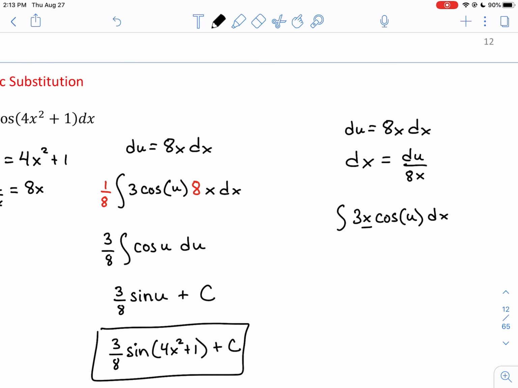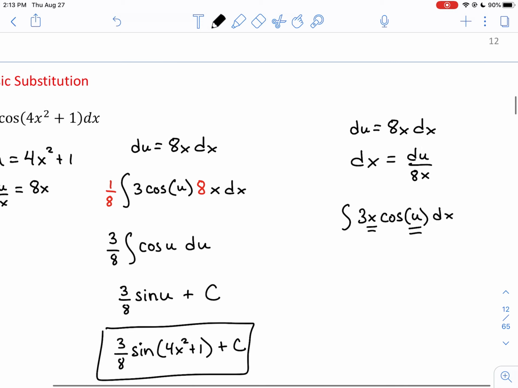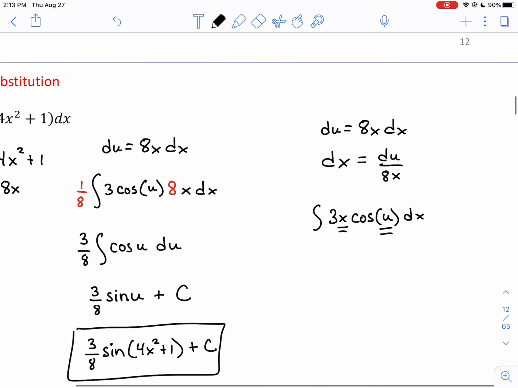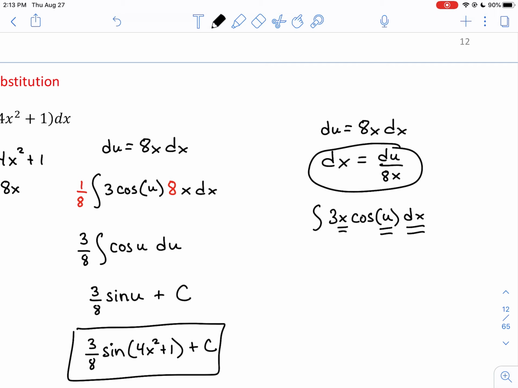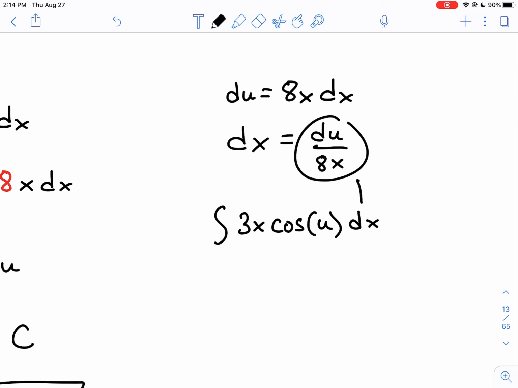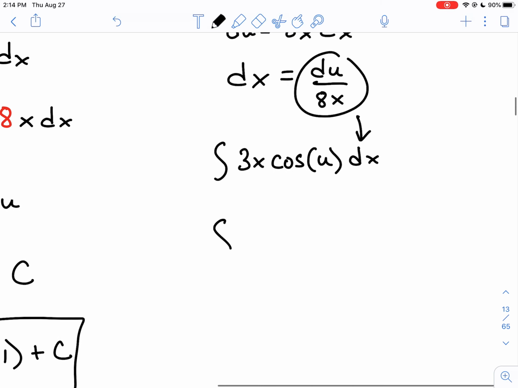Okay, this time I didn't bother moving that x around because I'm not trying to construct the du. I'm just going to leave things where they are. I did change the thing that I'm calling u now, which is 4x squared plus 1. But now I'm going to do a change on the dx. I'm going to use this statement here to change the dx. All right, so this goes in right here for that dx position, and this integral winds up looking like 3x cosine of u. I'll leave the parentheses off that u this time. And the dx turns into du divided by 8x.